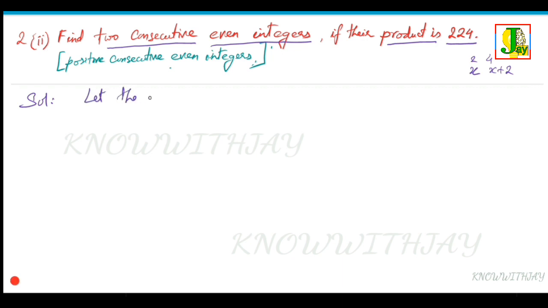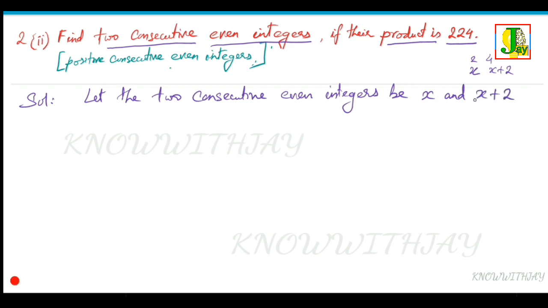Let the two consecutive even integers be x and x plus 2. Okay, so in the previous one, because they were consecutive integers, we took x and x plus 1, but here we have consecutive even integers. Even for consecutive odd integers, we are going to choose this. So let the two consecutive even integers be x and x plus 2.